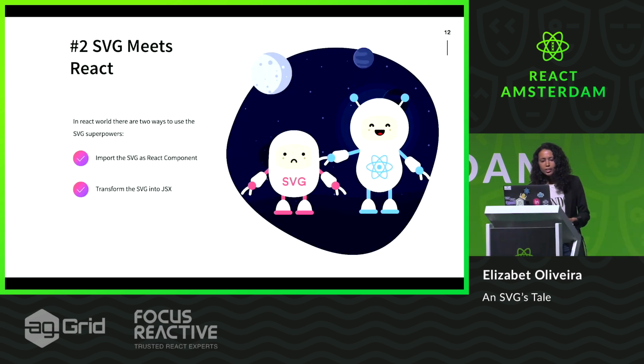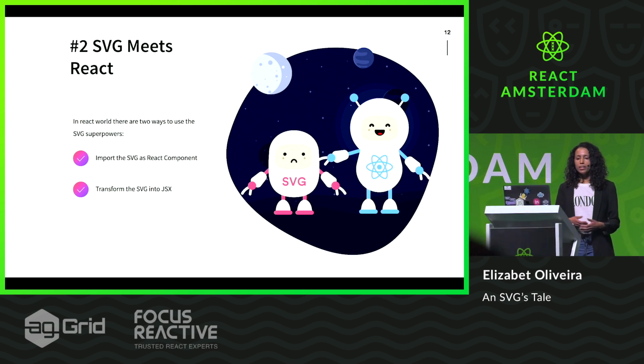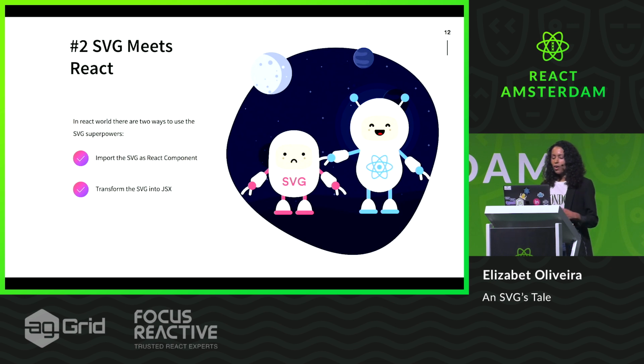This is the part of the story when the little SVG meets React, and as you can see, she's actually sad. She's sad because she doesn't know that she has all the superpowers, and she thinks that she's like her family, but she thinks she's worse. But React is this awesome boy, always happy, and he tells her, you know what, little SVG, you have all of these superpowers, and I can show you how to use them.